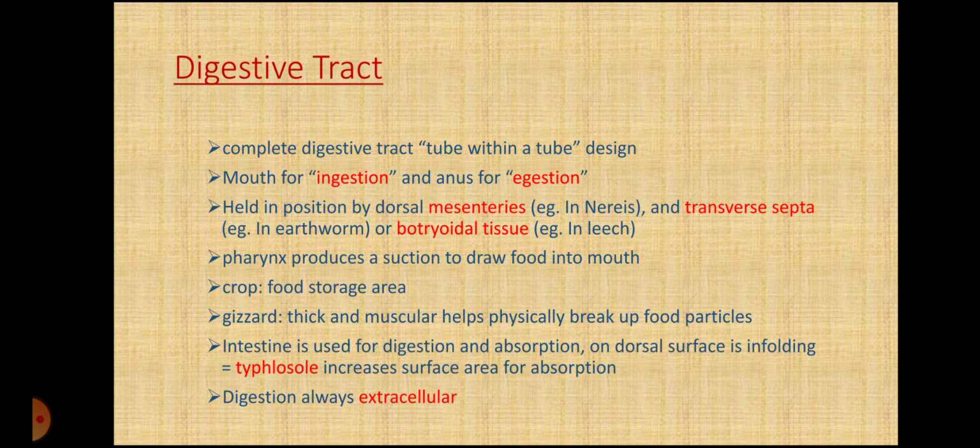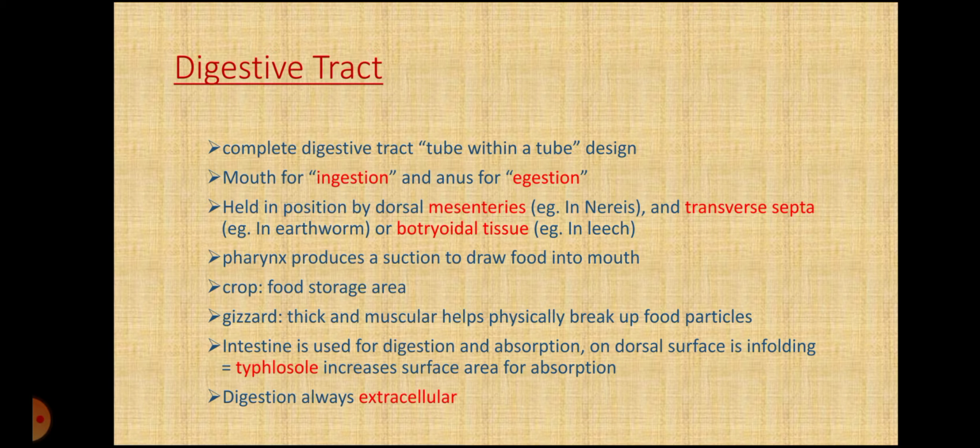Digestive tract. The digestive system in case of the annelid is complete, as there is the tube within the tube plan. Alimentary canal is of varying diameters. It has the anterior mouth for ingestion and the posterior anus for ejection.